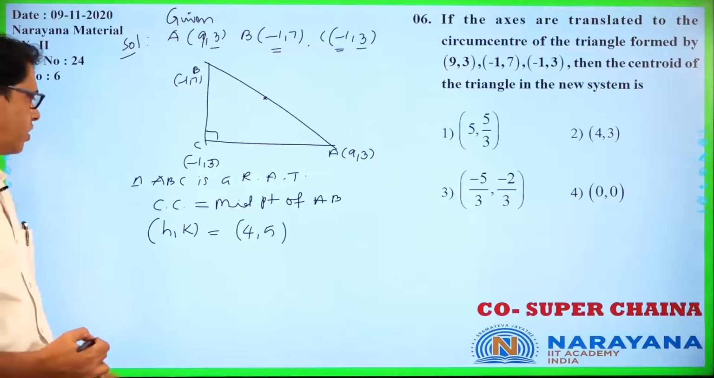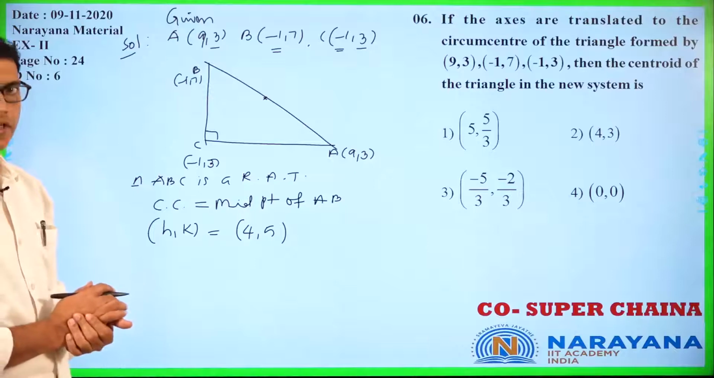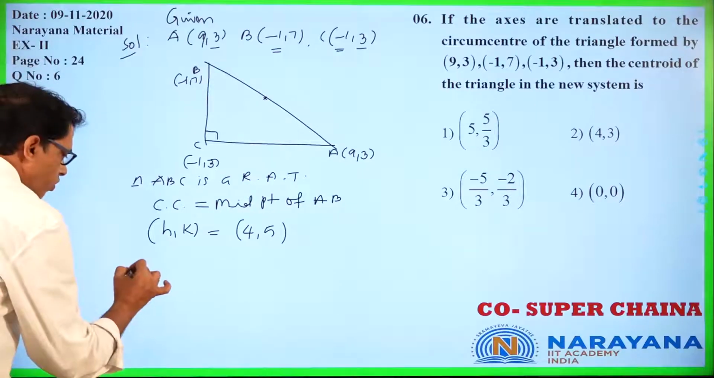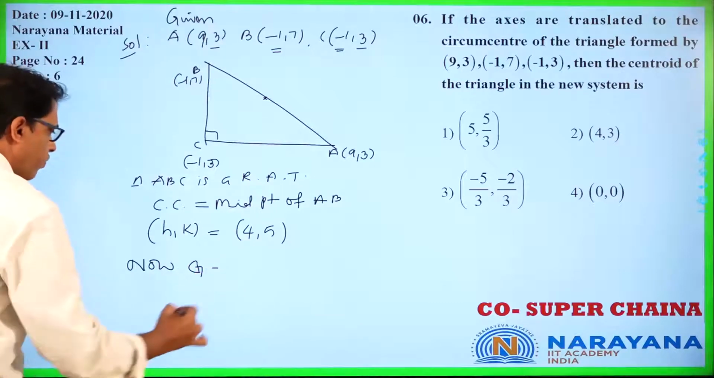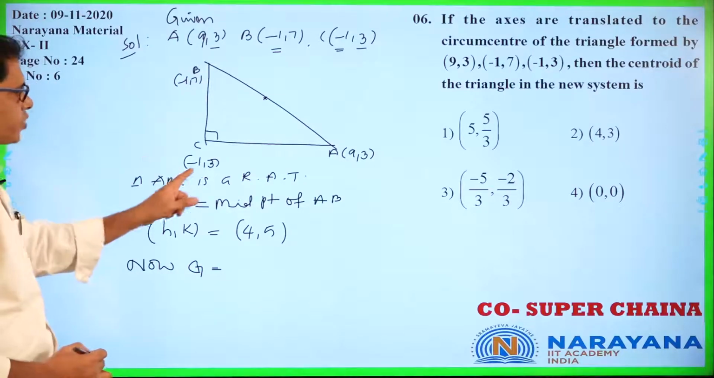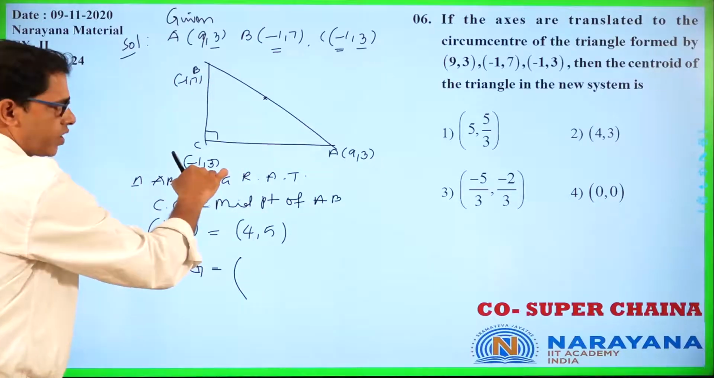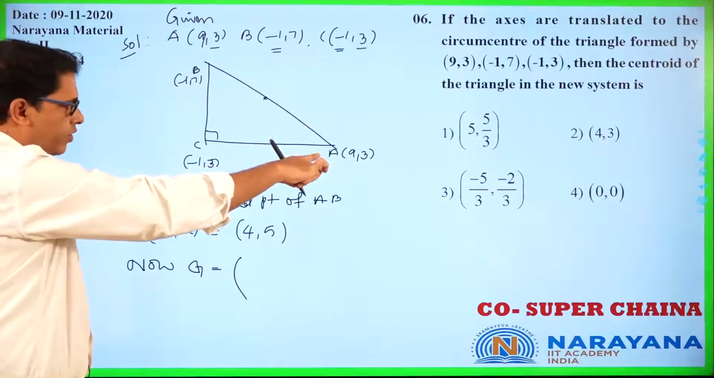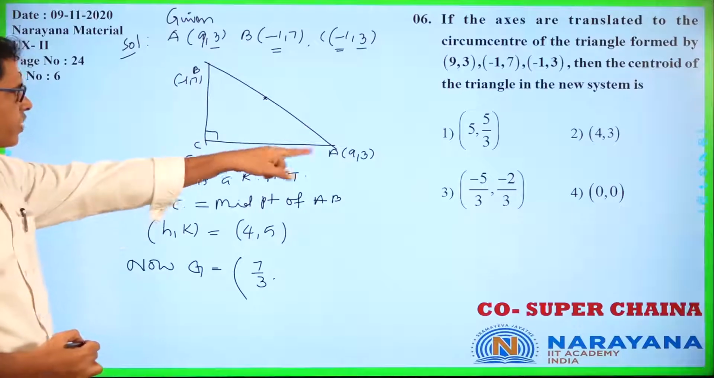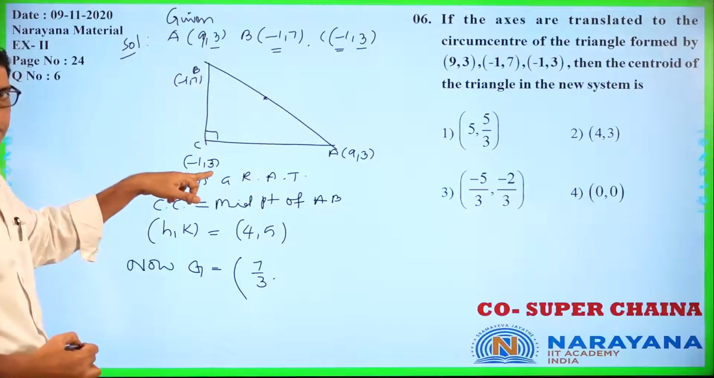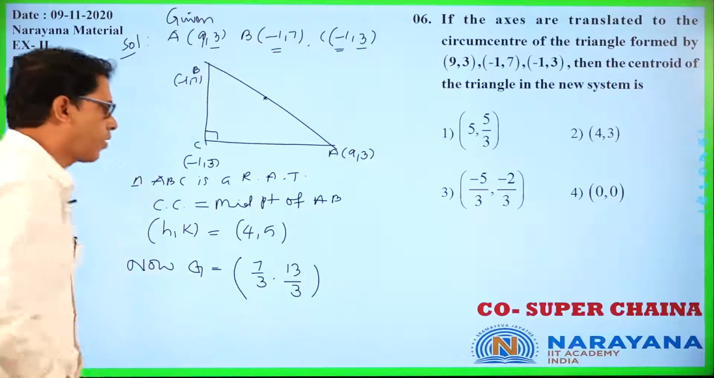Now we have to find the new coordinates of the centroid. The centroid of the triangle G equals x1 plus x2 plus x3 by 3, which is minus 1 minus 1 plus 9, that is 7 by 3. Then y1 plus y2 plus y3 is 7 plus 3 plus 3, so 13 by 3. These are the coordinates in the original system.